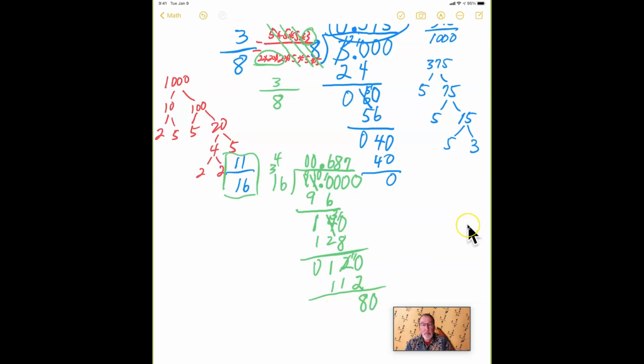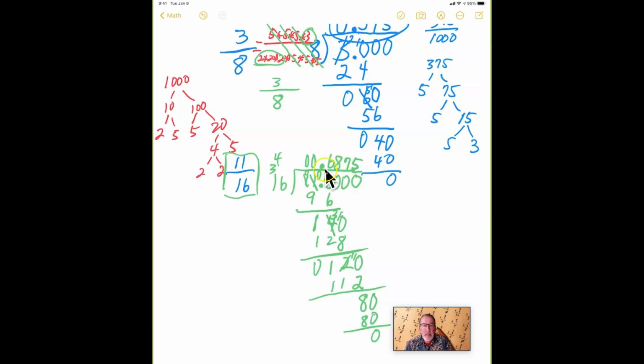And if you know my multiplication by 5 rule, you can turn that on its head and realize that 16 will go into 80 5 times. So we'll put a 5 here. 5 times 16, so multiplication by 5, take half of this number and add a 0. Half of 16 is 8, and add a 0, that's 80. And we have 0 remainder.